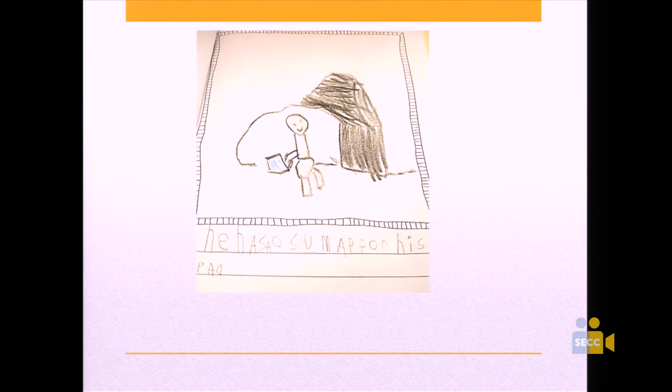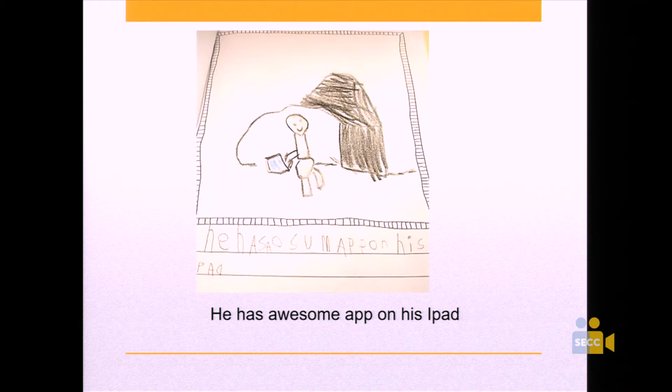And then how about this one? Has. Okay, he has. Now this one I'm going to help you too. It says awesome. So he has awesome. Okay, remember we said this might be like a computer or something. Oh, I thought you said app. He has awesome app on his pad. Yeah, on his pad, on his iPad. So he has awesome app on his iPad.